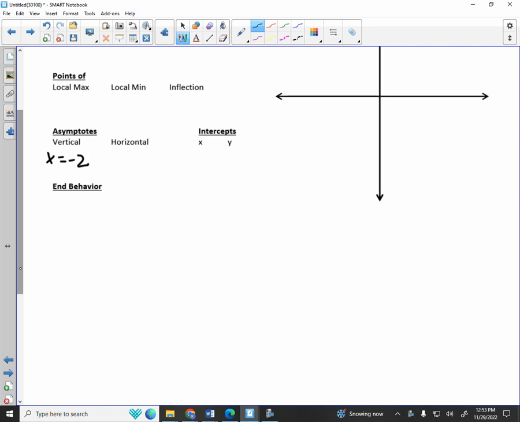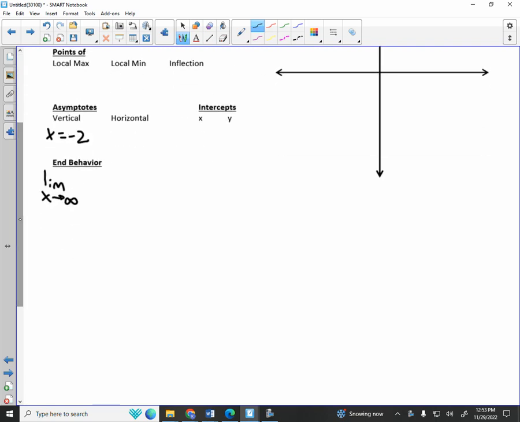The horizontal piece is going to come up with the end behavior. If we take the limit as x goes to infinity of 3x over x plus 2, we'll review how we do this again. What can you factor out of the top? x, and you get x times 3. What can you factor out of the bottom? x. And you get 1 plus 2 over x.